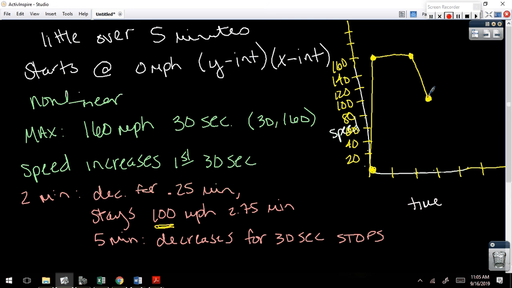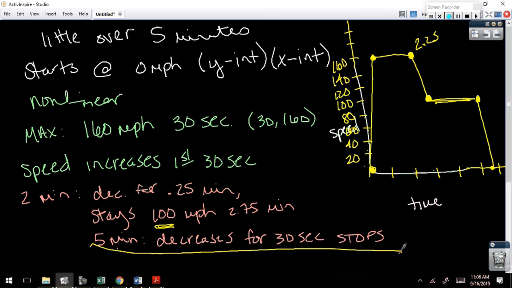It's not going to start decreasing again until 5 minutes. Would you do 2:15? At 2 minutes and 15 seconds, it's decreasing. This would be 2.25 minutes. Okay? It's not going to start decreasing again until it hits the 5 minute mark, at which point it's going to decrease for 30 seconds, so I actually need to go up to 6, until it hits 0. A little over 5 minutes. It says at 5 minutes, it starts decreasing for 30 seconds before it stops.